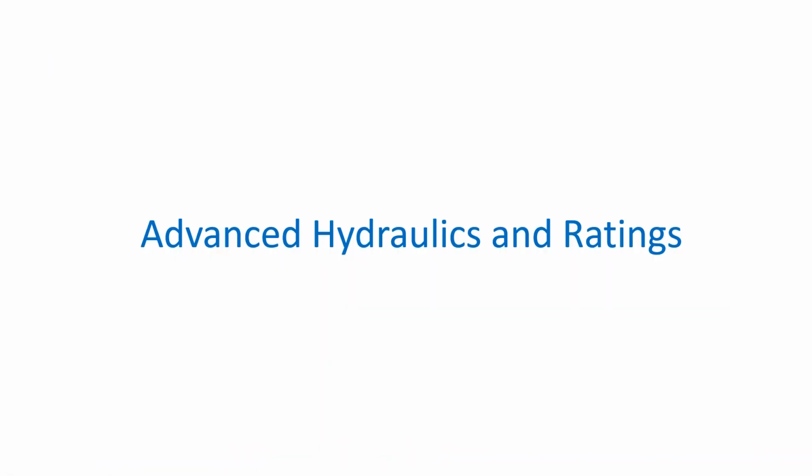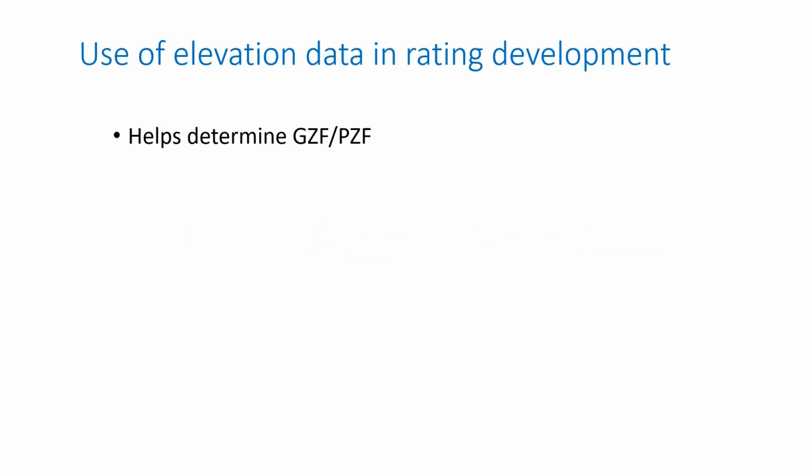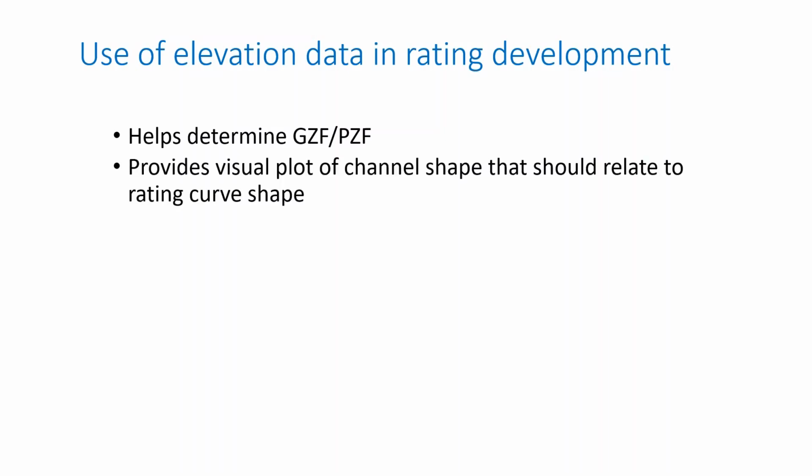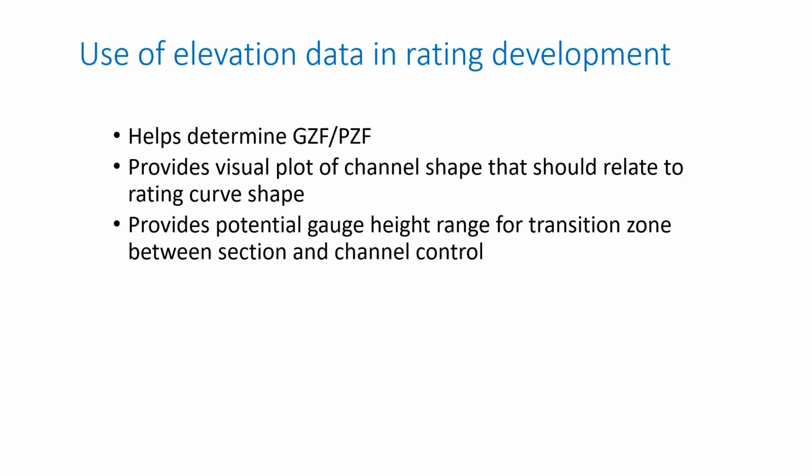Okay, this is more advanced hydraulics and how it concerns our ratings. So the use of the elevation data in our rating development. In other words, this is our surveyed cross-section most places, most times. So this helps determine our gauge for zero flow, which we've talked about, or point of zero flow. We can find that as we survey across the section. It provides a visual plot of the channel shape, which is really handy, and it helps us relate that to our rating curve shape.